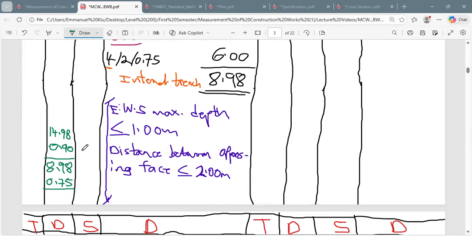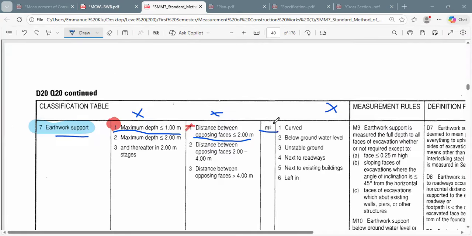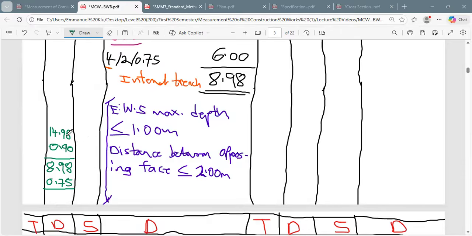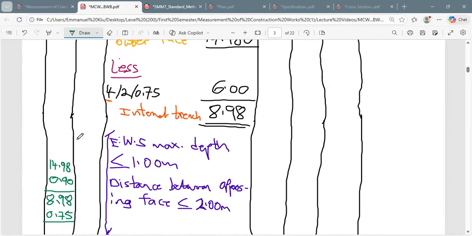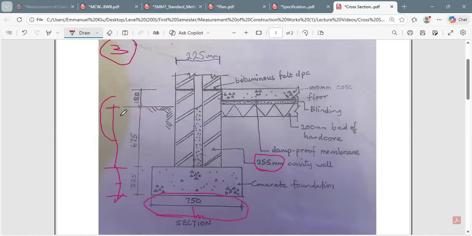All right, so the earthwork support, we said that it's measured in area, just as you saw in the SMM7. This is it over here. That is why I'm just doing it for 2 units. This is in meters, this is also in meters. If they're in mm, you have to convert them to meters before you can write it. Good. So the 14.98, I'm multiplying it by the cross section, the depth of excavation, the overall depth.